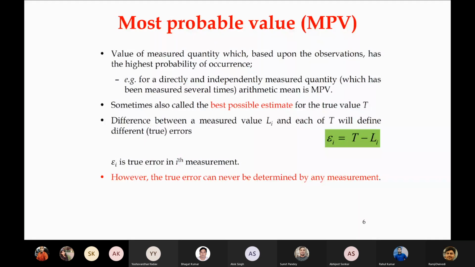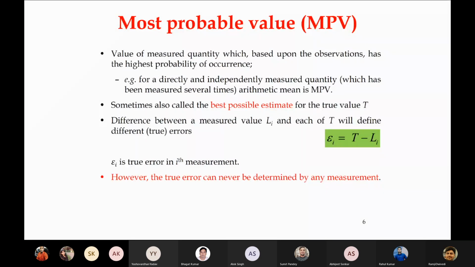So for a directly and independently measured quantity, what we generally go ahead with, arithmetic mean is MPV. And there is one equation for it in your basic 8th level mathematics, where you multiply the frequency with the value and divide by the total of frequency, isn't it? That's how you do it. And that becomes the arithmetic mean, okay? That becomes the answer for MPV, okay? And in this case, you will replace that MPV with value of T, because that is one way of representing true value. So it is also called the best possible estimate for the true value. And the difference between measured value L and each of the T will define the true errors. So in case of T, we'll have MPV.